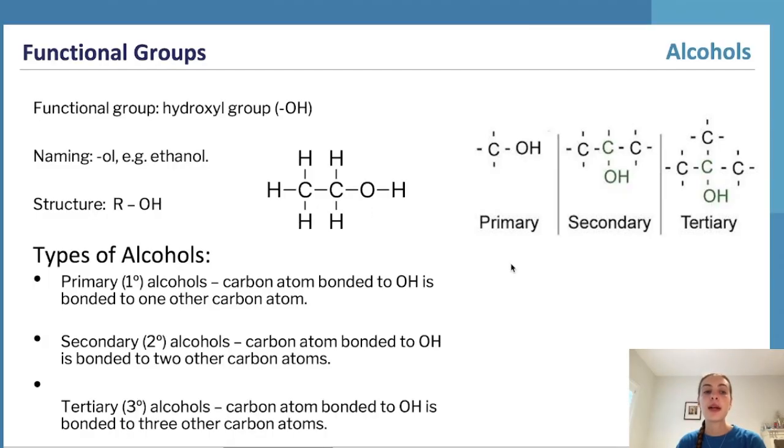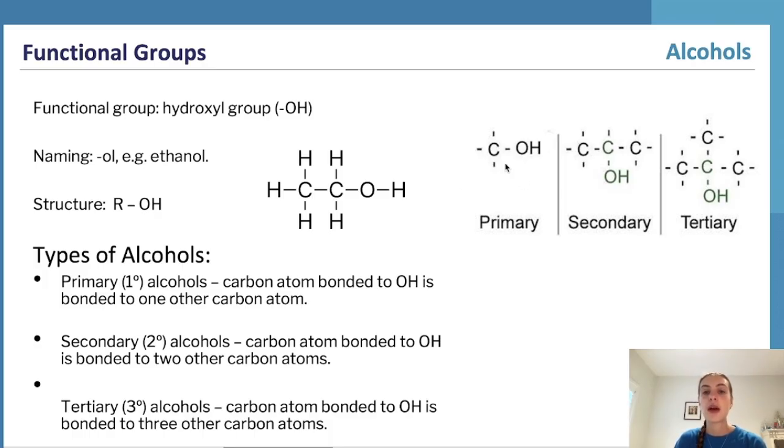And so we've got 3 different classes of alcohols, or types of alcohols, and these are known as primary, secondary, and tertiary. So primary alcohols are going to be alcohols in which the carbon atom which is bonded to the hydroxyl group is only bonded to 1 other carbon atom. Or no other carbon atoms.